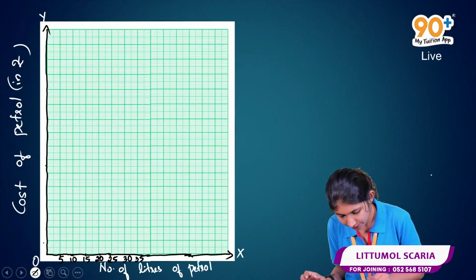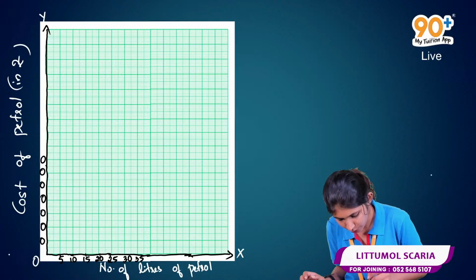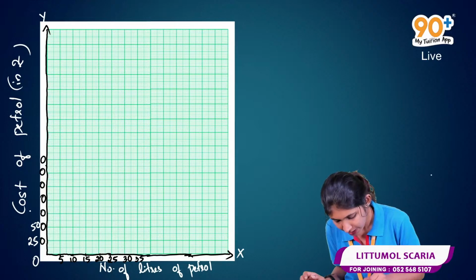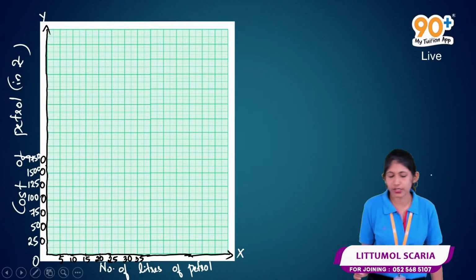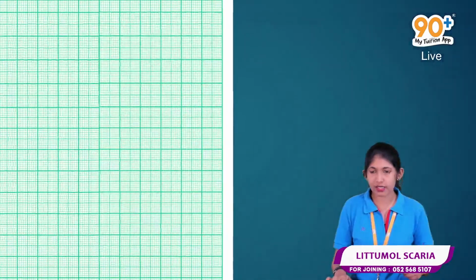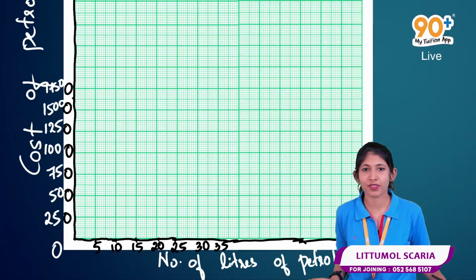Don't mind what I'm doing now. I'll write it as soon as possible. 250, 500, 750, 1000, 1250, 1500. Yeah, you can stop there. Okay. So the y-axis is also done. Now just plotting, right?